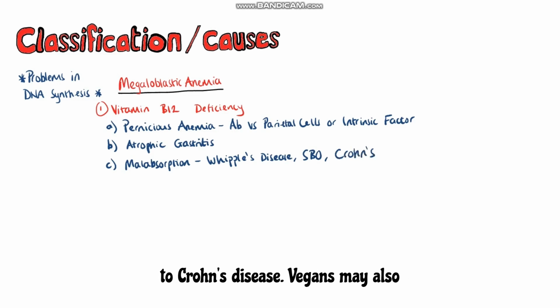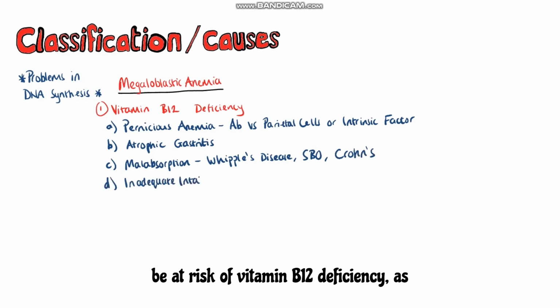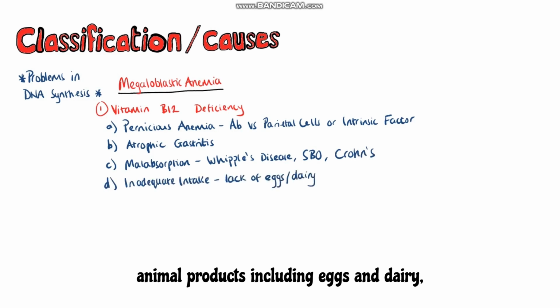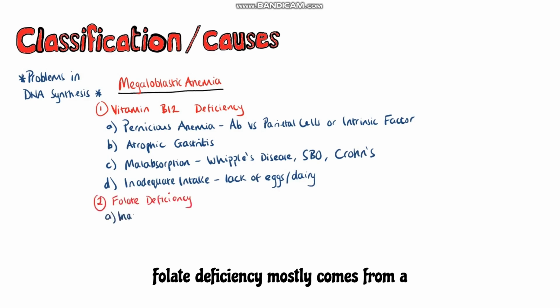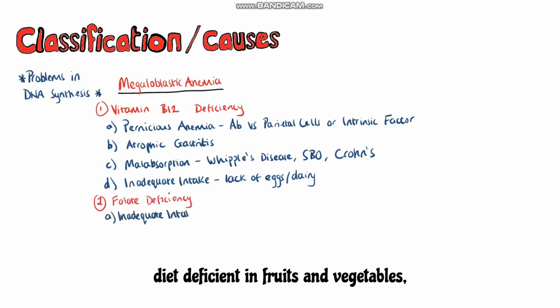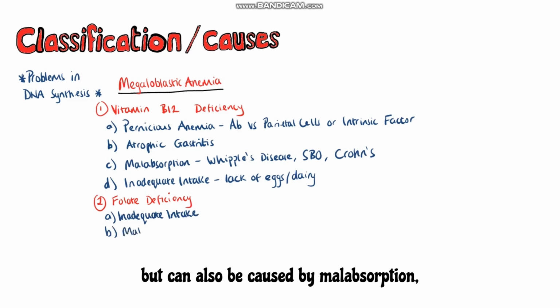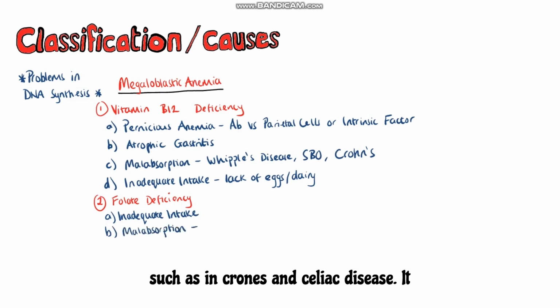Vegans may also be at risk of vitamin B12 deficiency, as animal products including eggs and dairy contain vitamin B12, and therefore they may need to take extra supplements. Folate deficiency mostly comes from a diet deficient in fruits and vegetables, but can also be caused by malabsorption, such as in Crohn's and celiac disease.